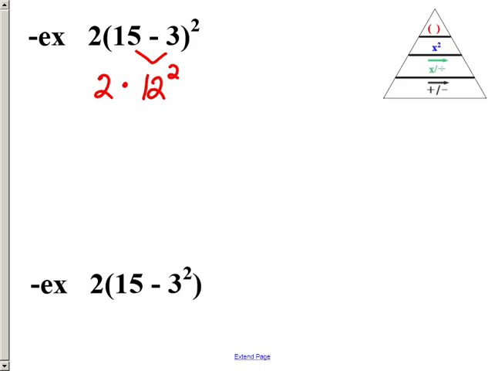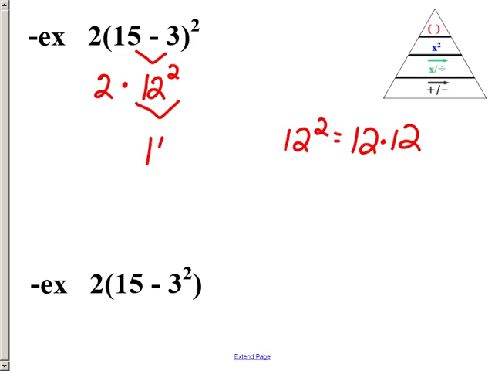So my next step, do I have any more grouping symbols? No. Do I have any exponents? Yes. I have 12 to the second power. So 12 to the second power means 12 times 12, which is 24. Guess what I just did? I made the same mistake that a lot of you often make, which is to write and think 12 times 12, but to do 12 times 2.